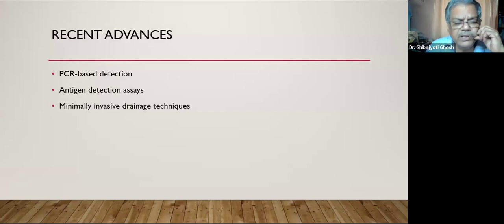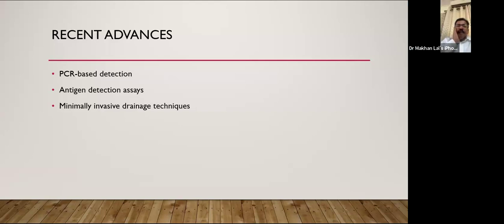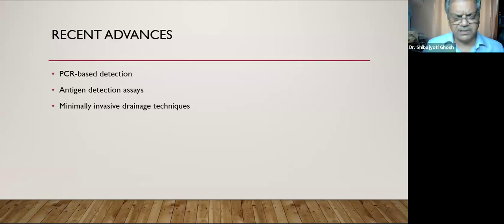These are a few recent advances regarding the management of amoebic liver abscess. It can also be detected by various PCR-based tests. Antigen detection assays can be employed to differentiate between pyogenic liver abscess and amoebic liver abscess. And minimally invasive drainage techniques like aspiration or percutaneous catheter drainage can be employed to treat these abscesses.